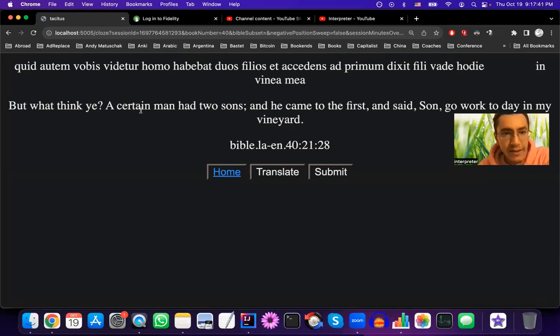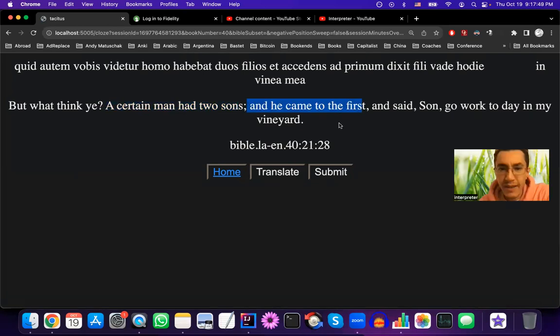But what think ye? A certain man had two sons, and he came to the first and said, Son, go work today in my garden. Vade hodie operare. Typically in this gospel, the word for worker is operarius, so I figured it would have some etymological connection. Go work, or operare, vade hodie operare.